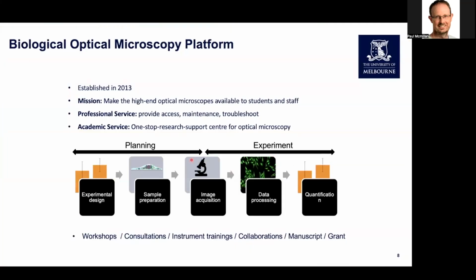So how do we do that? The platform will try and help researchers as much as possible in the planning and experiment stage of their projects. So we'll talk to them about their experimental design, how they're going to prepare the sample. We'll teach them how to acquire the data, also how to process the data, and then finally how to quantify and extract numbers out of that data as well.